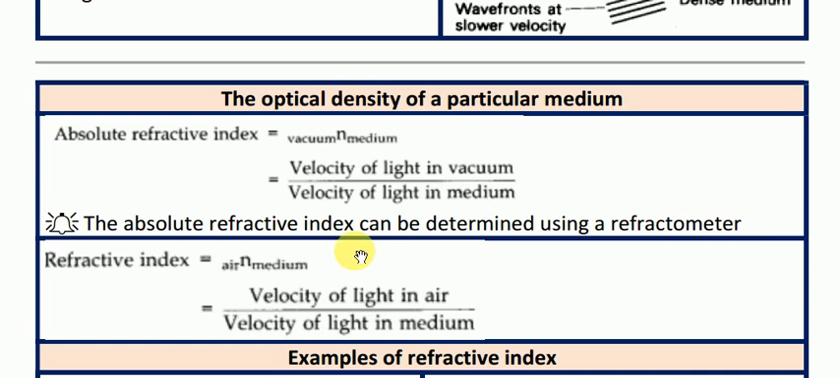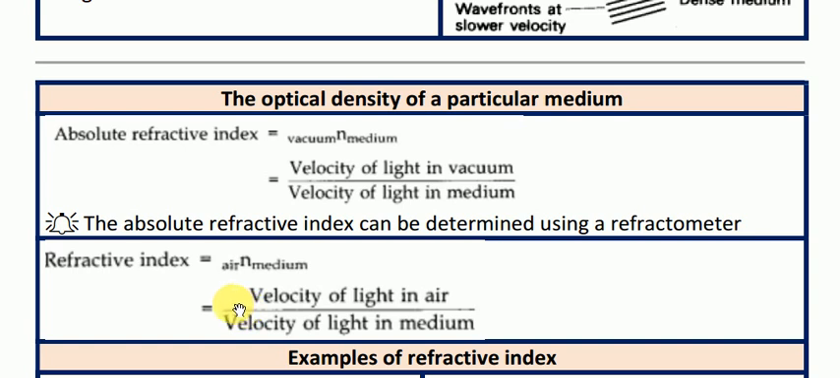Now, a comparison of the velocity of light in vacuum and in another medium gives a measure of the optical density of that medium. The measurement is called the absolute refractive index N of that medium. Absolute refractive index is equal to the velocity of light in vacuum divided by the velocity of light in the medium. The absolute refractive index can be determined by using a refractometer.